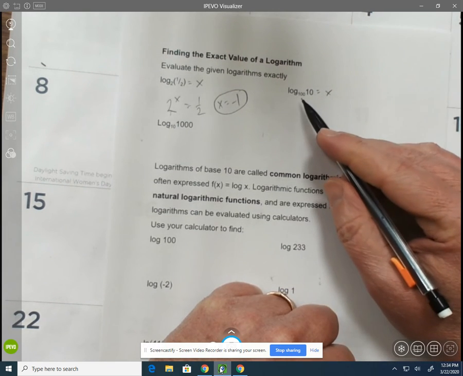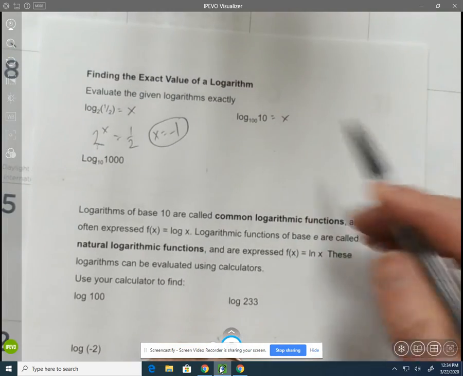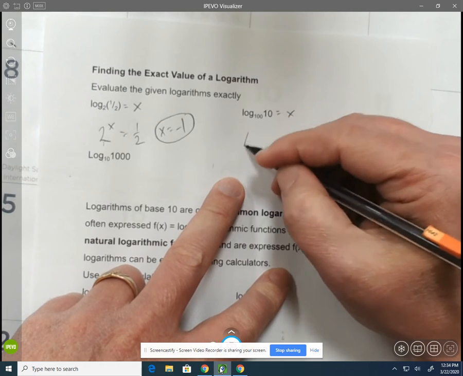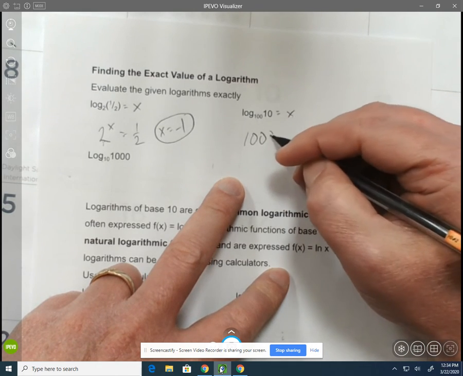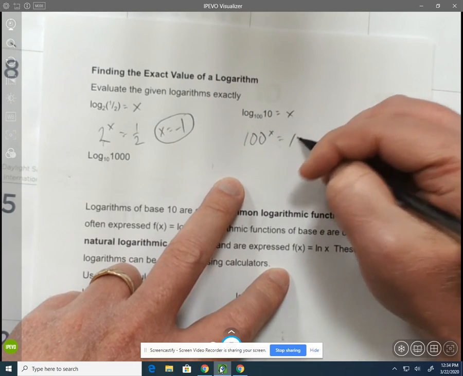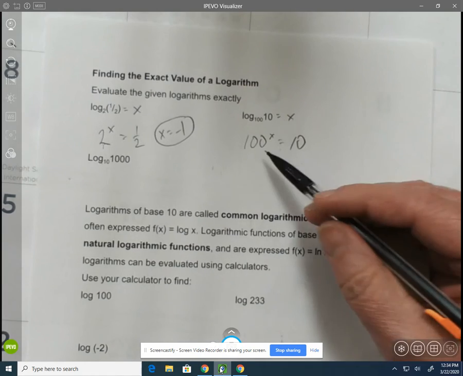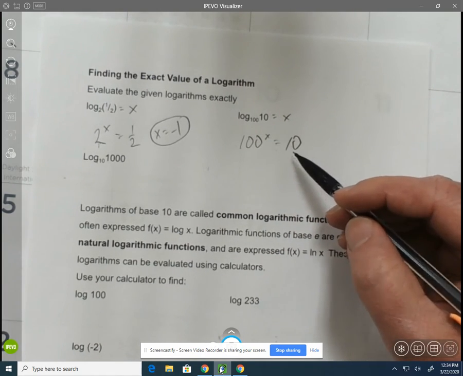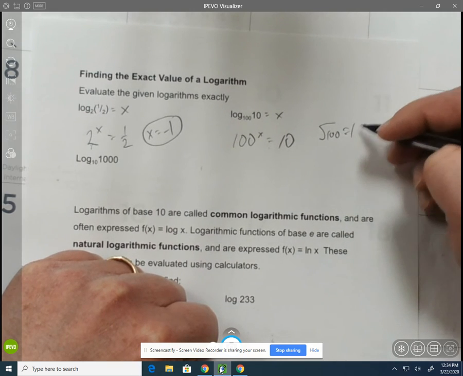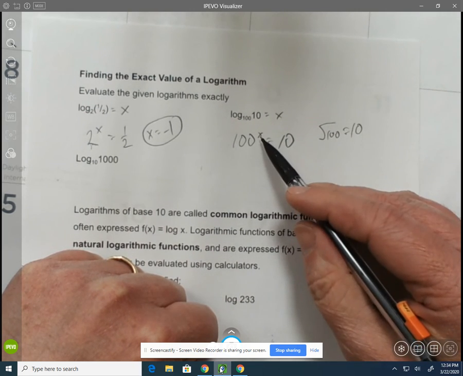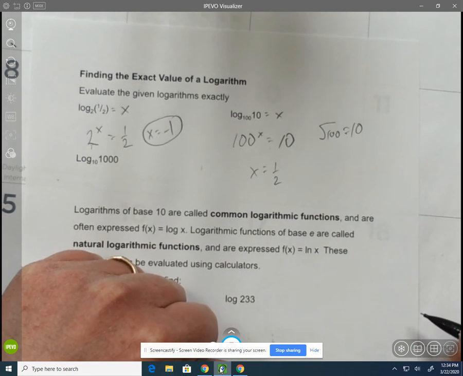Same thing here. I want to know log base 100 of 10 equals what? Let me zoom in here a little bit. Okay, so this is my base, so I write that as the base in my exponential. The answer to my logarithmic becomes the exponent in my exponential form. So 100 to what power equals 10? Well, what do I need to do to 100 to get 10? I need to do the square root. I can recognize, hey, wait a minute, the square root of 100 equals 10. So what exponent does the square root? 1/2.